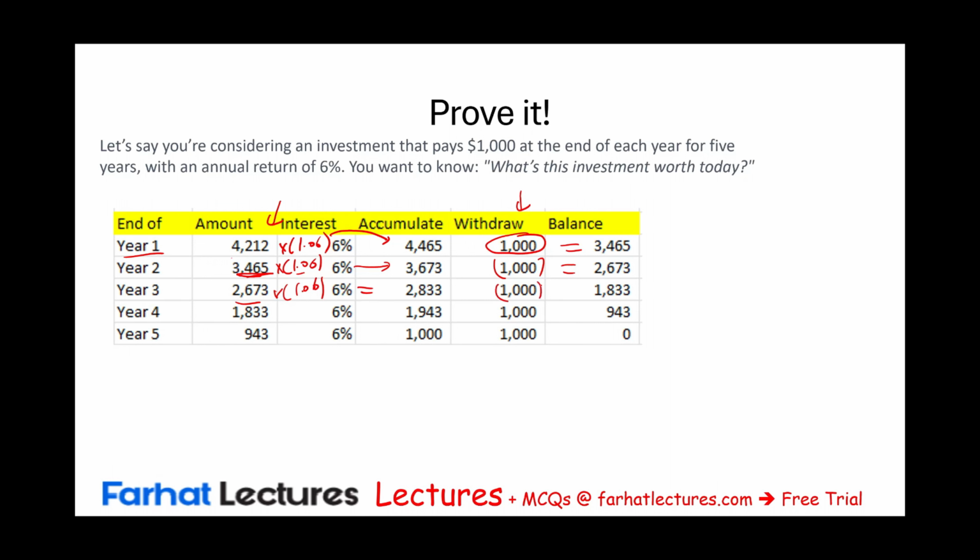Then you take out 1,000. What's left is 1,833. You keep this money. You let it grow at 1.06, which is 6%. It will grow to be 1,943. You take out 1,000.